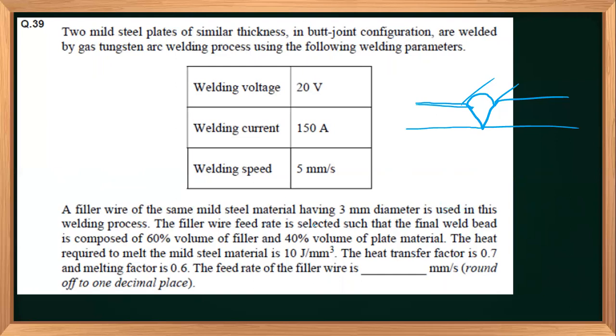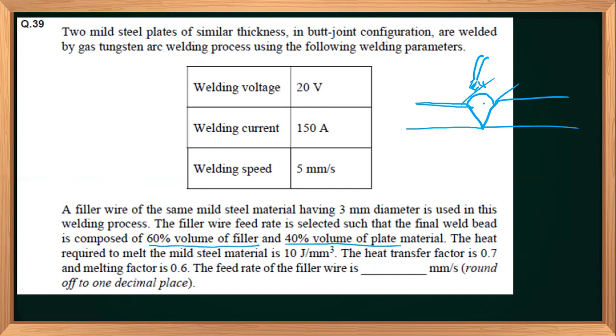The filler wire feed rate is selected such that the final weld bead is composed of 60% of the volume from the filler and 40% of the volume from the parent. So we know that the parent metal will also fuse. The wire will be fed, and this will be deposited. Okay, and also we know that the parent metal will melt.